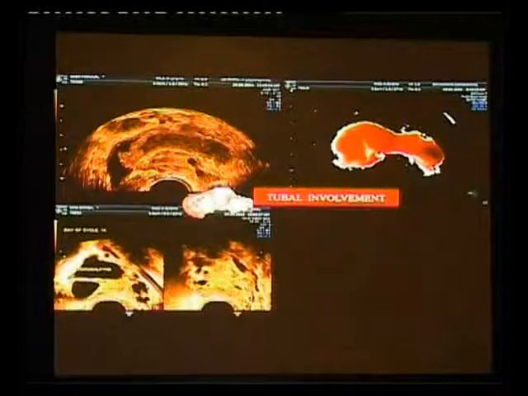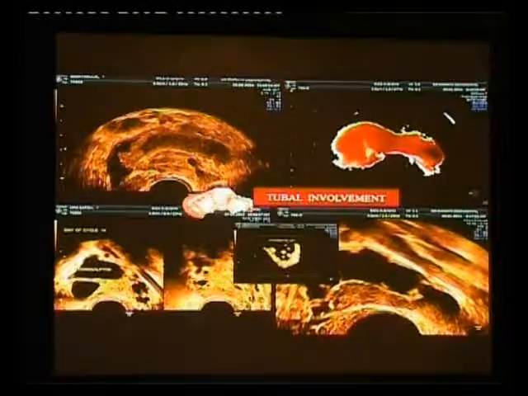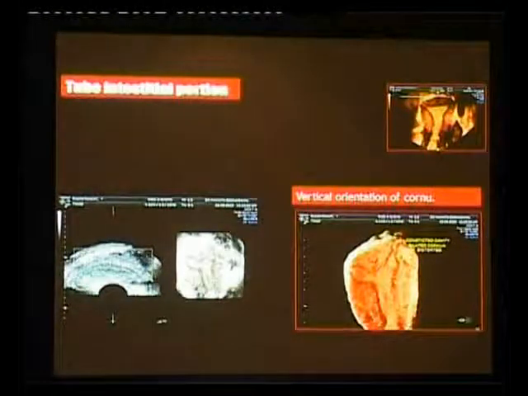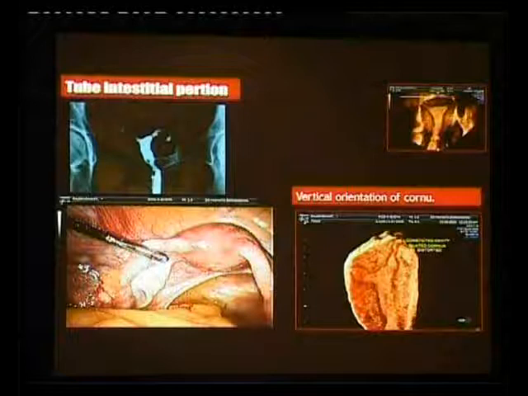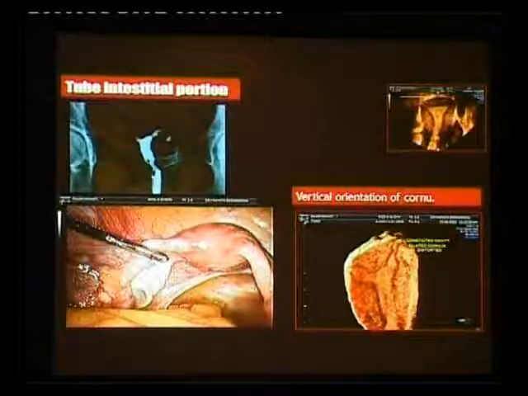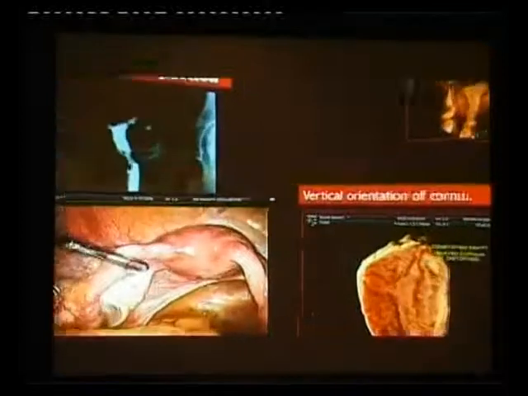Tubal involvement: here you can see caseated material within a thickened tube and absence of the fimbria very clearly, because there was ascites as well. And that is a reconstructed view. Sometimes these pictures of hydrosalpinx are so beautiful that I want to put them up in my drawing room. You can reconstruct it by the inversion mode as well. The interstitial portion of the tube can also be documented by the vertical orientation of the tube, and that's how it looked on laparoscopy. I've just given the correlations because I want you to realize that ultrasound is one of the diagnostic tools that actually guides us.